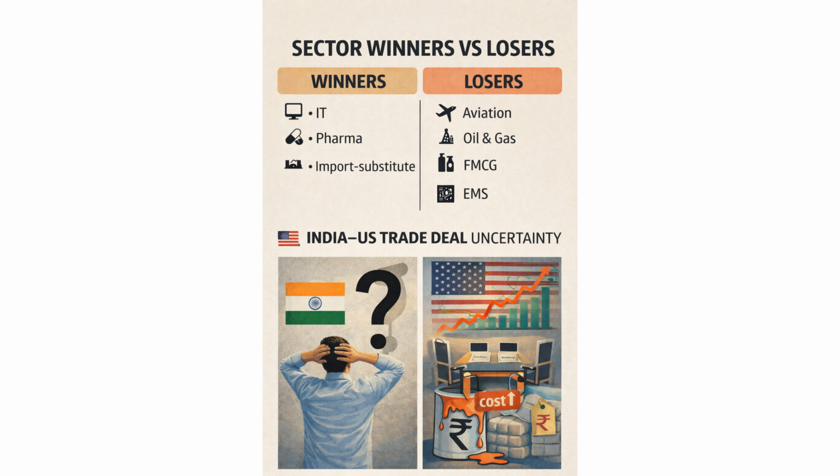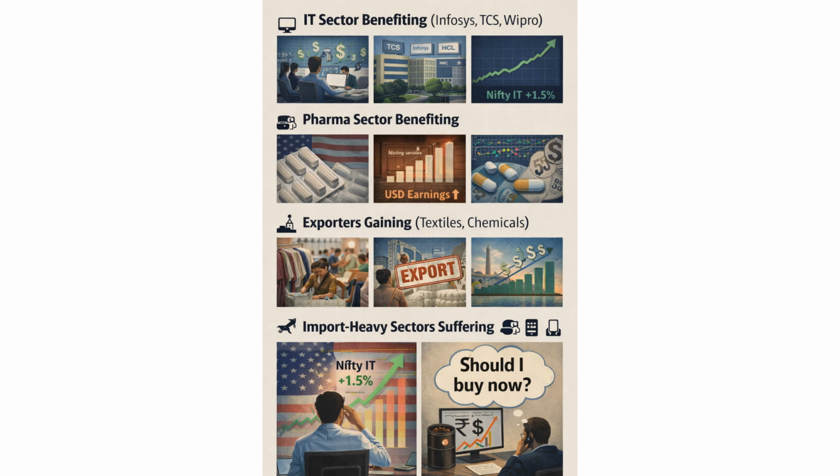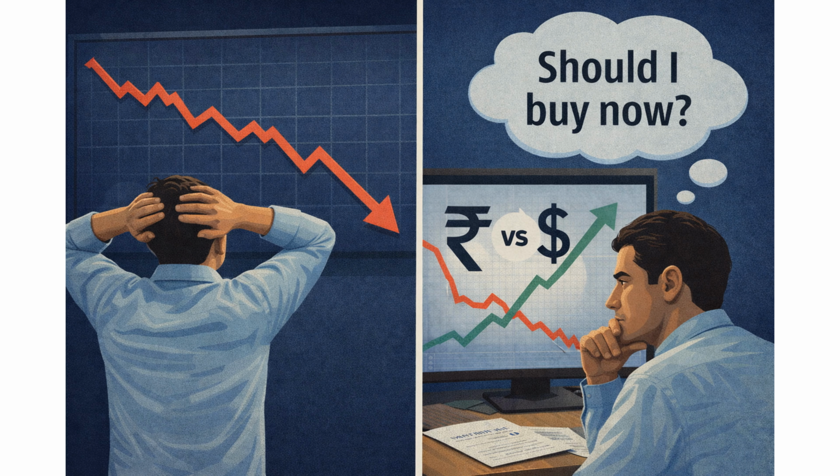When a currency weakens persistently, it begins to reorder incentives across an economy. Exporters are rewarded, importers are punished, balance sheets are reshaped, and markets begin to rotate capital not on optimism but on survivability. India now stands at such a moment.